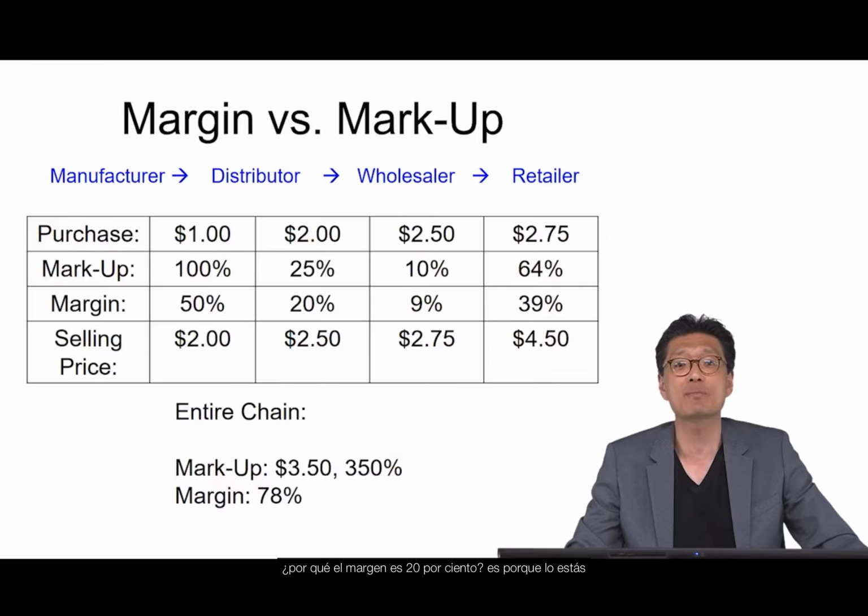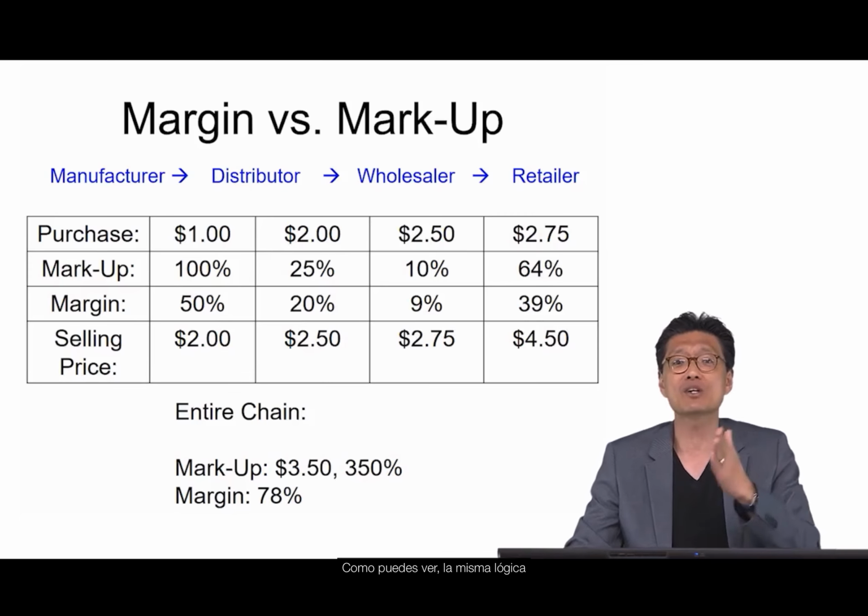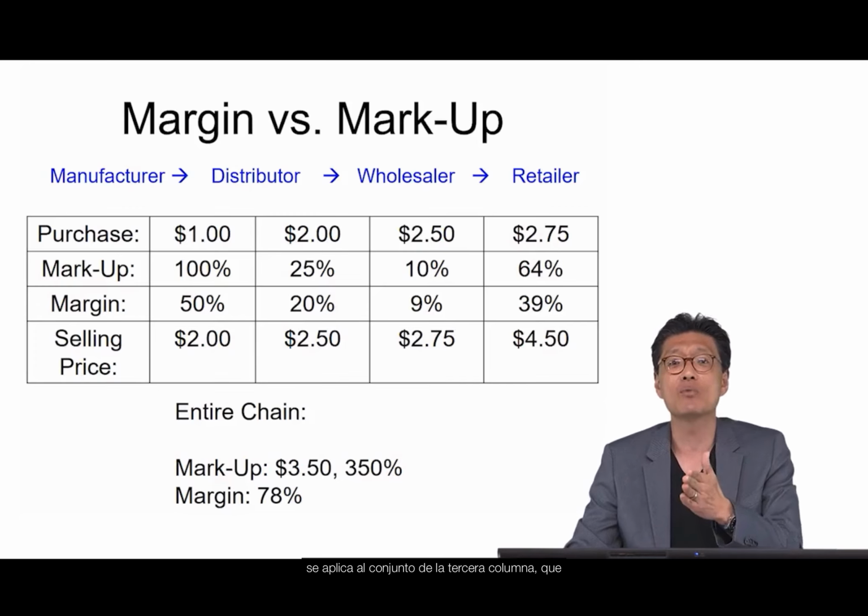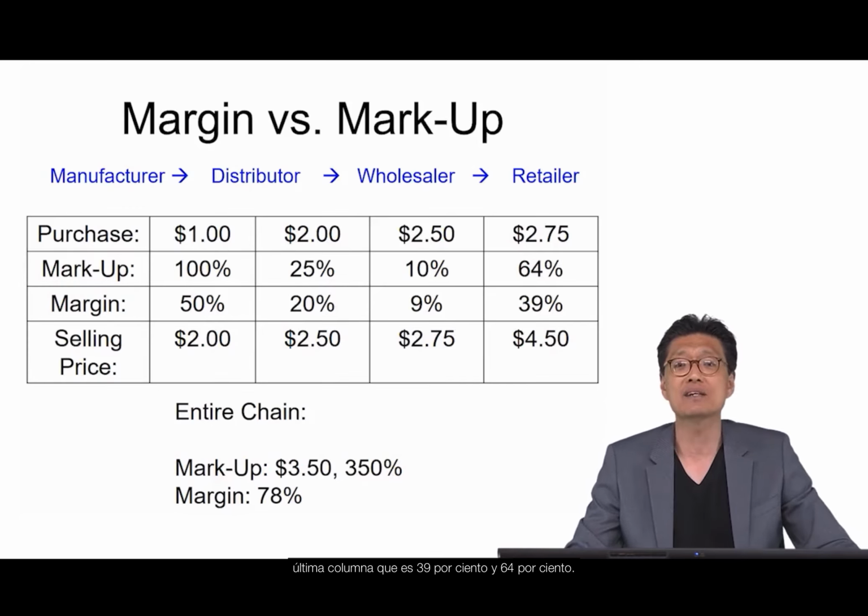Why is the margin 20%? It's because you're buying it at $2, and you're selling it at $2.50. So that's $2.50 minus $2, which is 50 cents. So it's 50 cents over the selling price, $2.50, and that gives you 20%. Whereas the markup now is 50 cents over the purchase price, which is $2, and that gives you 25%. So as you can see, the same logic goes for the third column, which is 9% and 10%, and then the last column, which is 39% and 64%.